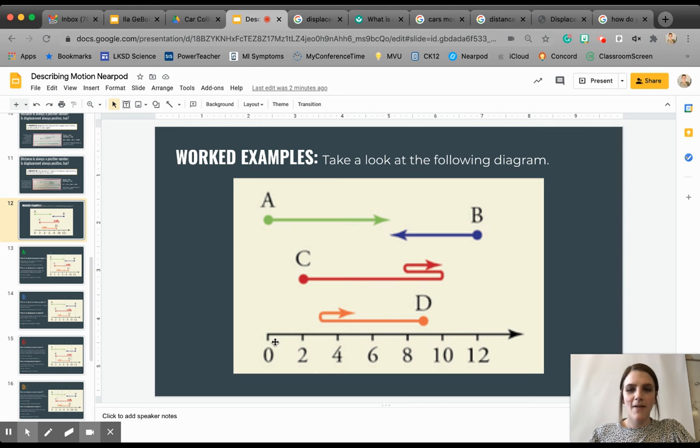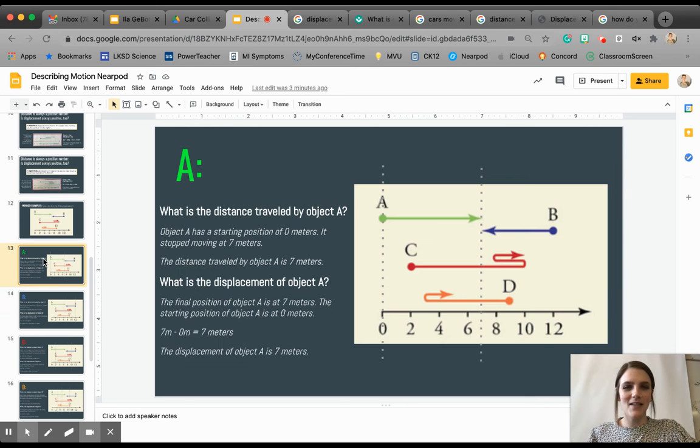On the bottom, we have a number line that tells us how many meters of distance. I'm just guessing that it's meters. Notice that the scale goes by twos, so we're going to have to do a little bit of estimating where like 1, 3, 5, whatever meters, okay? So we're going to go through each one of these and calculate the distance and displacement.